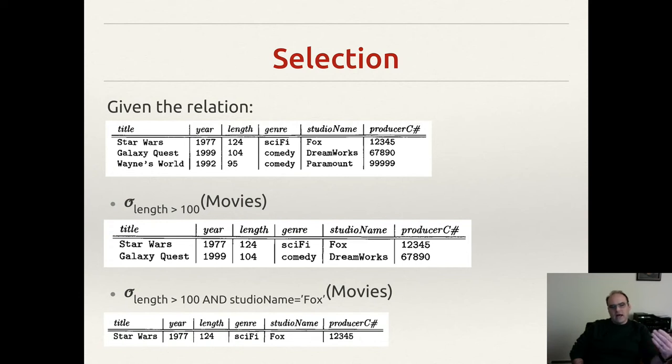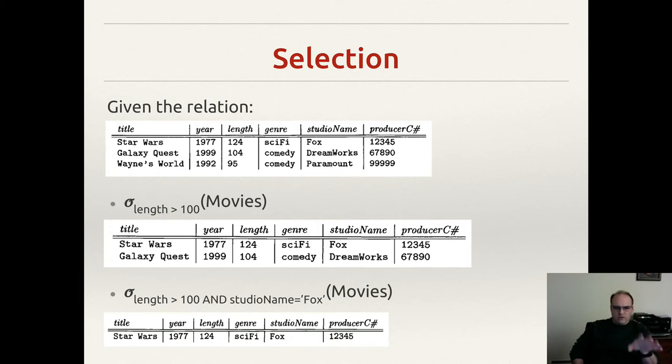So you can look at the original here and you can say, okay, well, let's take it one at a time. Length is greater than 100. So again, Wayne's World goes away. And remember your Boolean logic here with and, or, and that kind of stuff. Studio name equals Fox. Not that it mattered because Wayne's World wasn't created at Fox, but if it was, Wayne's World would not be part of this result, right? Because it's not or, it's and. So both of these things have to be true, and Wayne's World is not longer than 100 minutes.